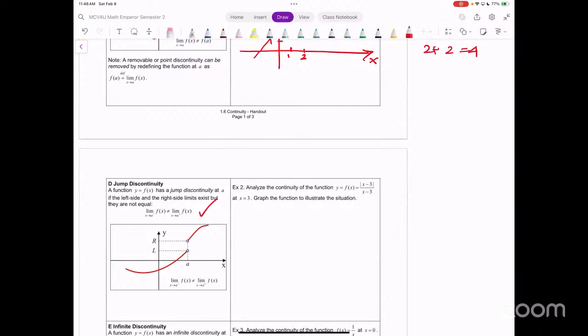So it's pretty straightforward. Analyze the continuity of the function y equals f of x at x equal to 3, and graph the function to illustrate the situation. So what we're going to do is the limit as x approaches 3 plus of f of x. We talked about that last class. When x approaches 3 plus, we can take the absolute value sign out. This is going to be 1.